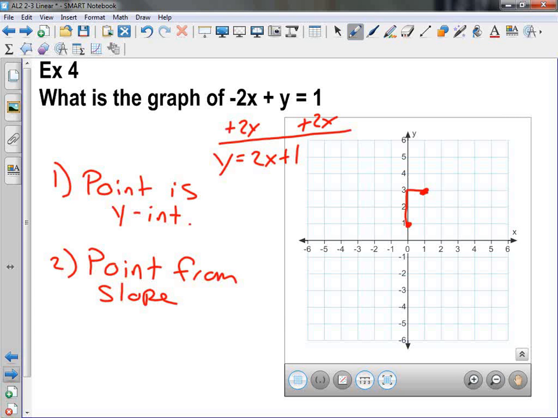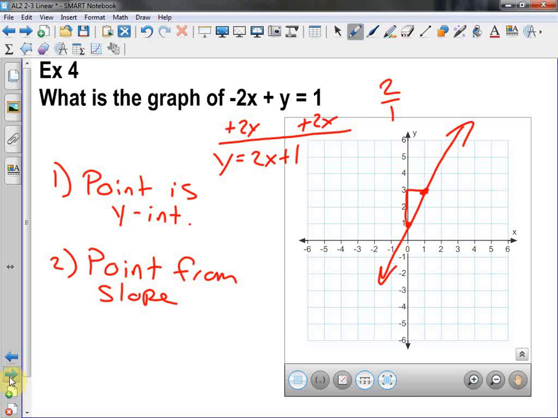And the 2 and the 1 came from where? The 2. So right here, this 2 is really a fraction, 2 over 1, right? Up 2 over 1, rise over run. Then we just need to connect the dots between our 2 points. And that's our line, okay?